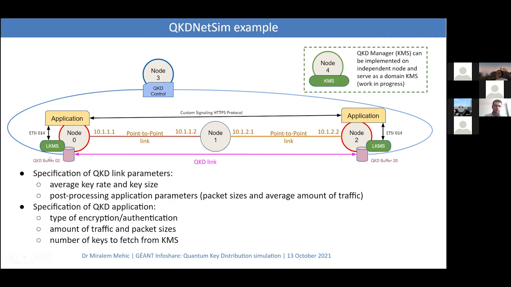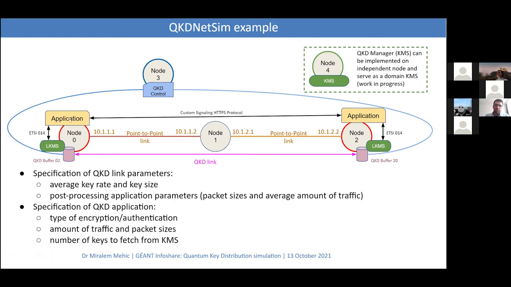optical connection. So you have the QKD buffer, then you have the LKMS, the local QKD key management system, that should be implemented for each node. And then you have the application on top on node 0 and node 2 that are consuming these keys. Communication between application and LKMS is supported by the ETSI 014 specification. I'm going to talk about it in a couple of slides.